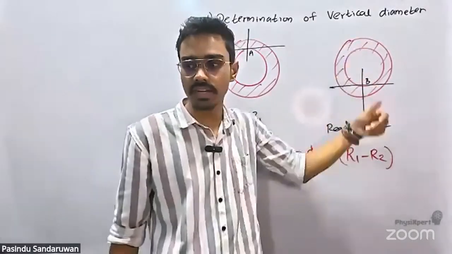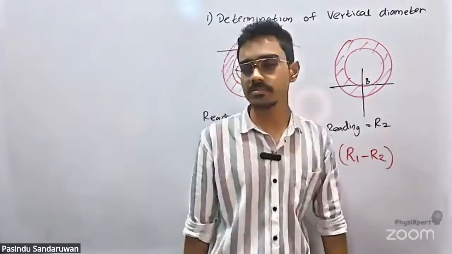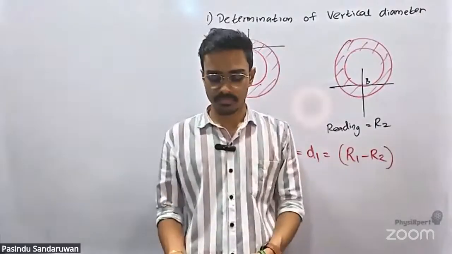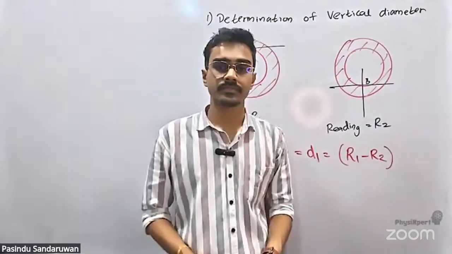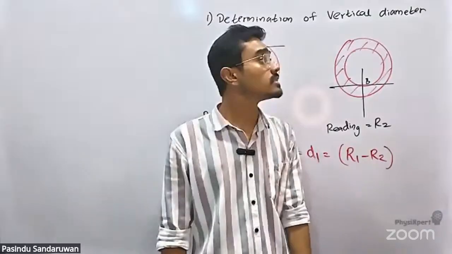That will be the vertical diameter. Right? That's a simple idea. Understood? Right. Then number two.